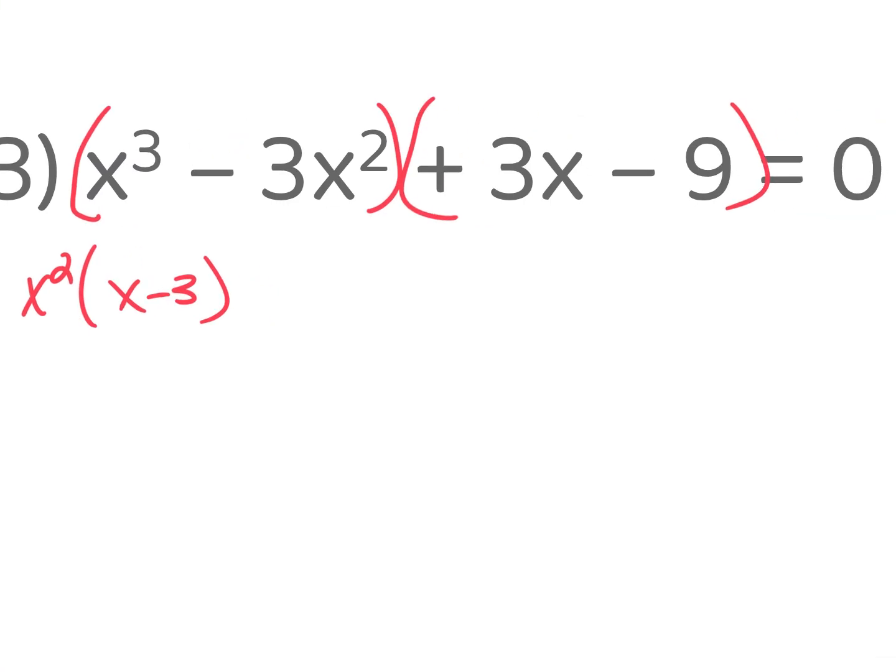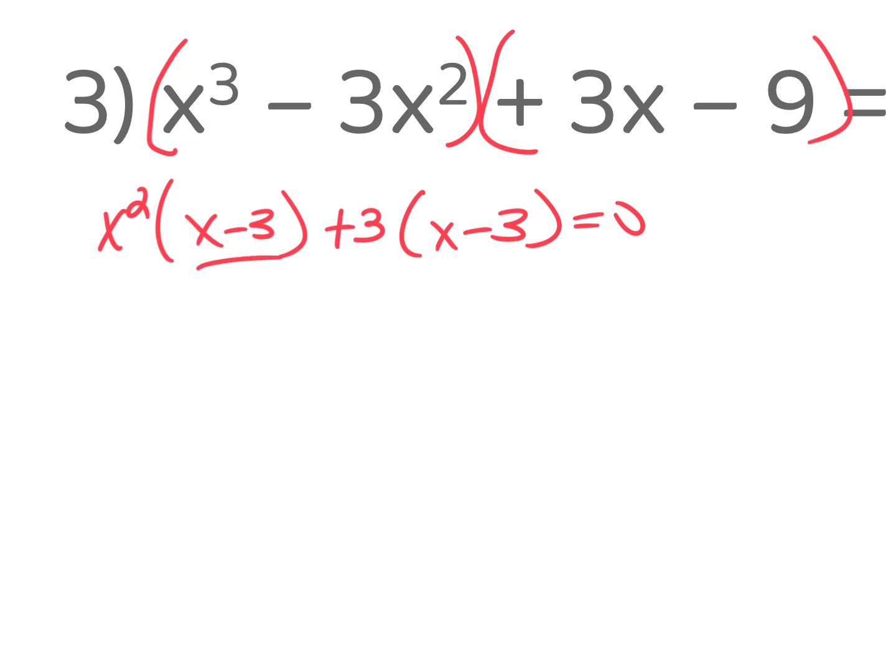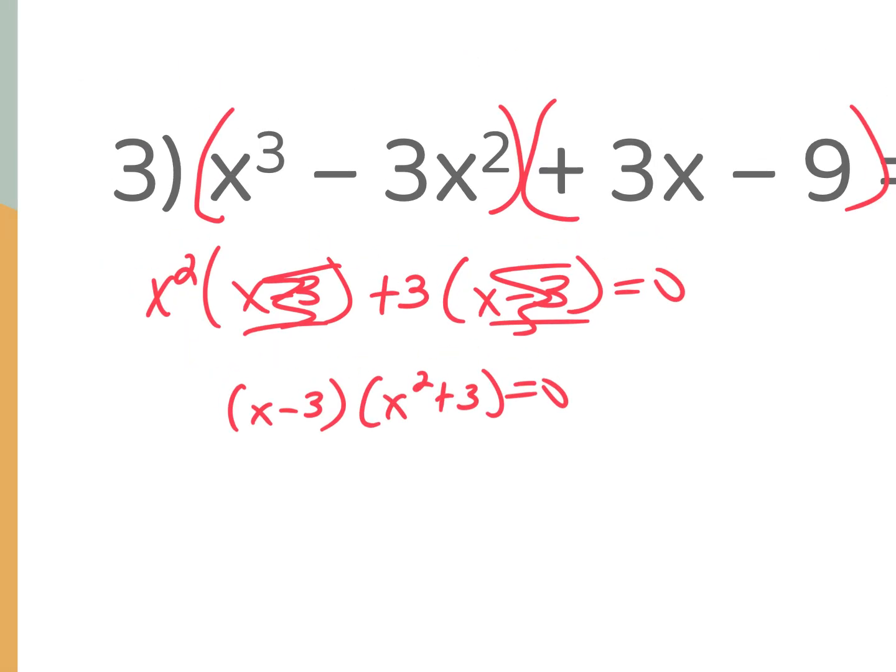In my second group, what can I take out? What kind of 3? A positive 3, right? And then I'm left with x minus 3 equals 0. So my new GCF is x minus 3. I write it one time out in front. And then my leftovers get their own parenthesis. X squared plus 3 equals 0. How many answers should I get for this problem? 3, because the highest exponent is 3.